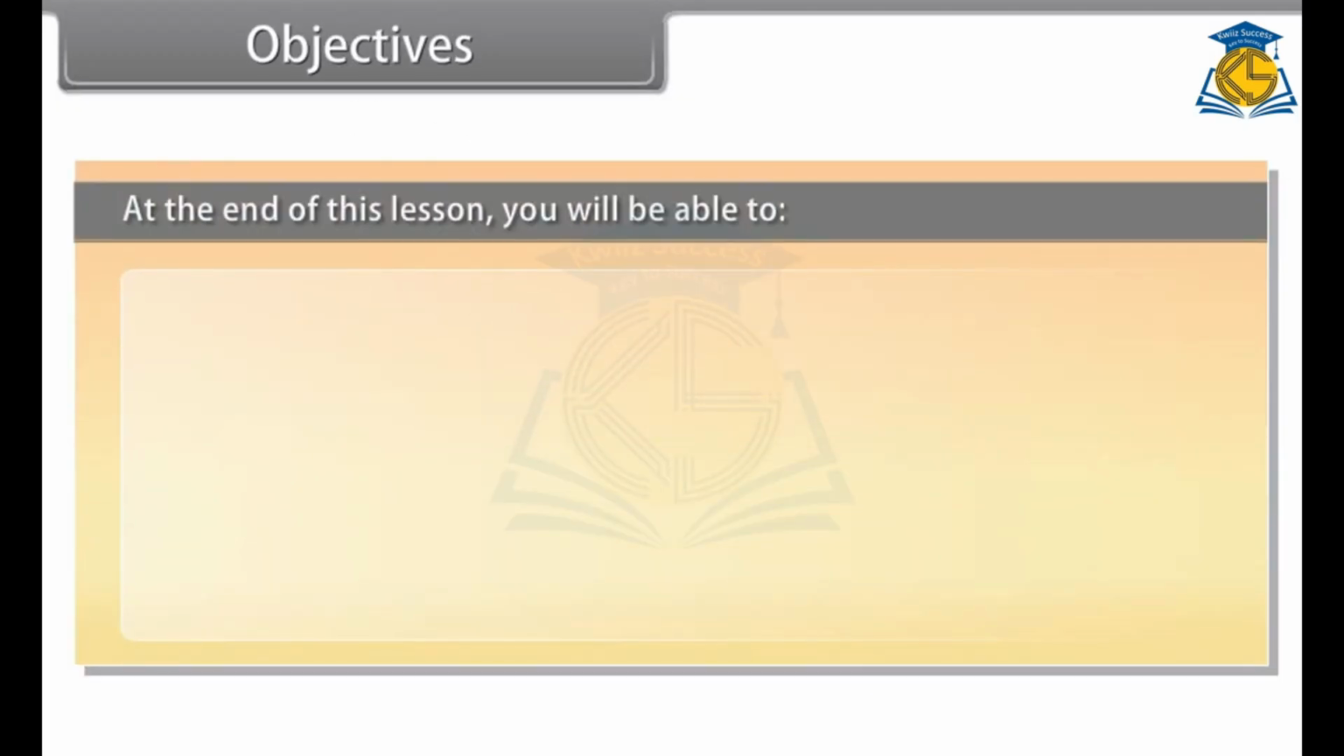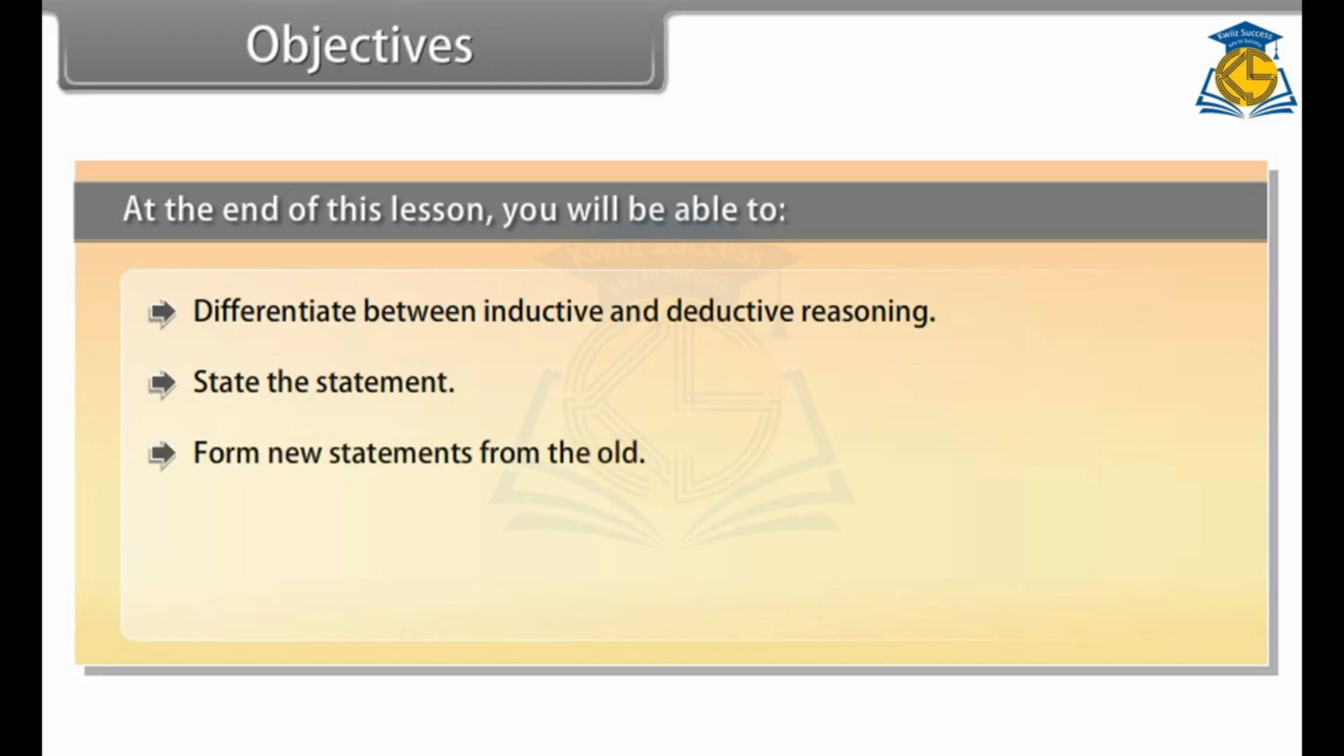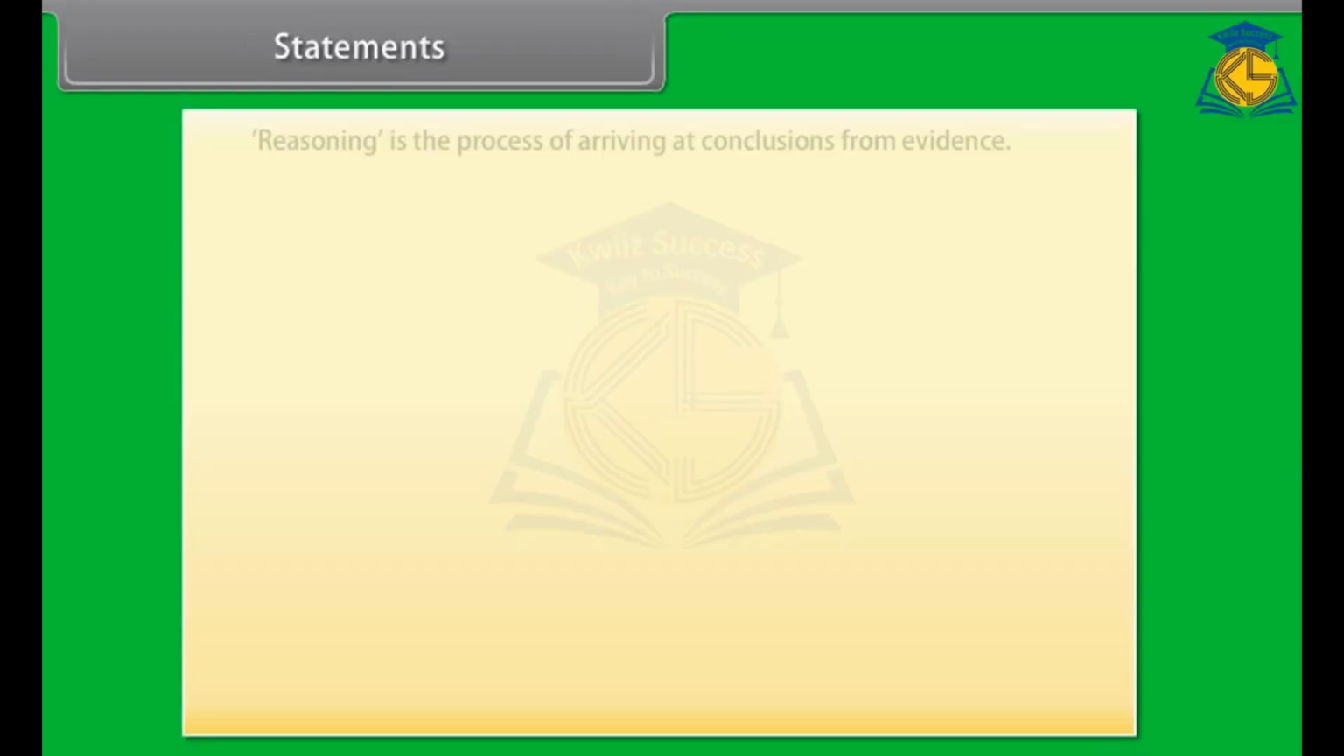Objectives. At the end of this lesson, you will be able to differentiate between inductive and deductive reasoning. State the statement. Form new statements from the old. Work with implications. Validate statements. Statements. Reasoning is the process of arriving at conclusions from evidence.